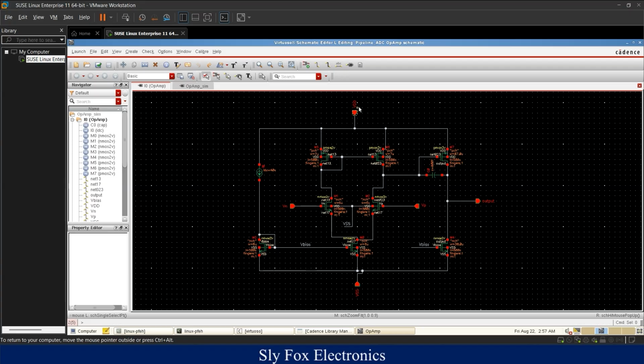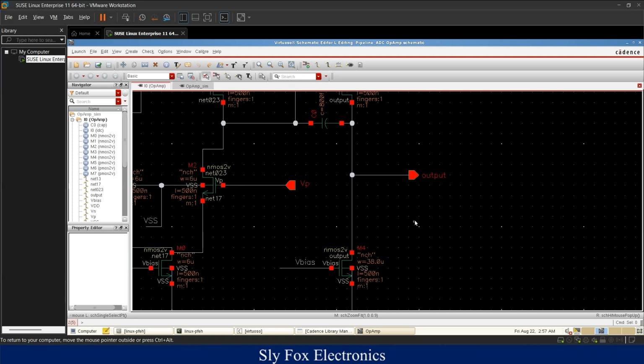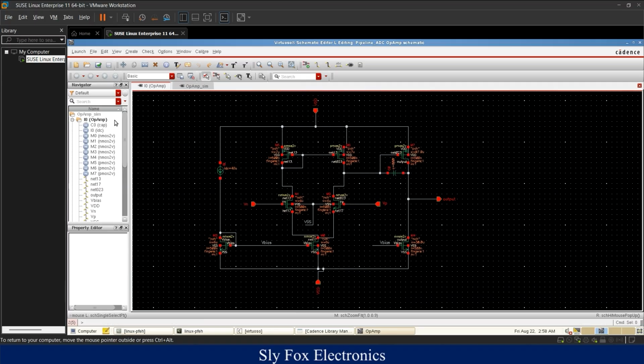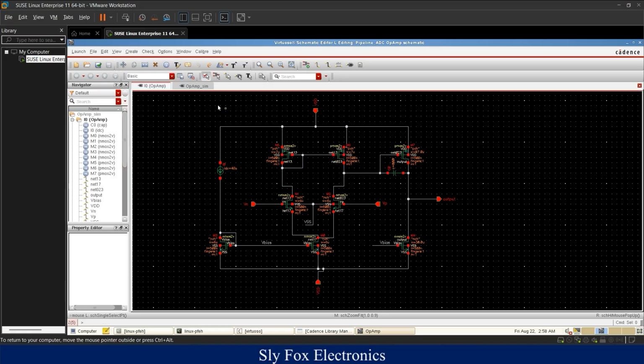After completing the schematic, I set pins for this operational amplifier. I connected VDD to here, VSS here, differential pair inputs to the gates of M1 and M2 transistors. This is our positive input and this is our negative input. And the output is taken from here. Then I created a symbol of this schematic. You can do it through create, cell view, from cell view.